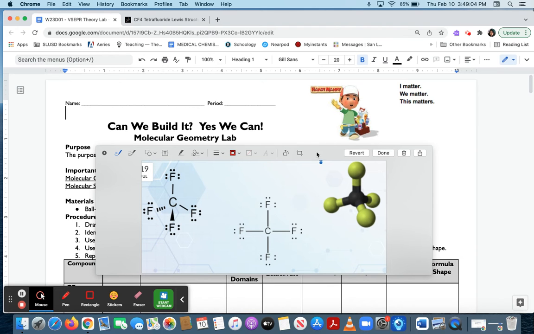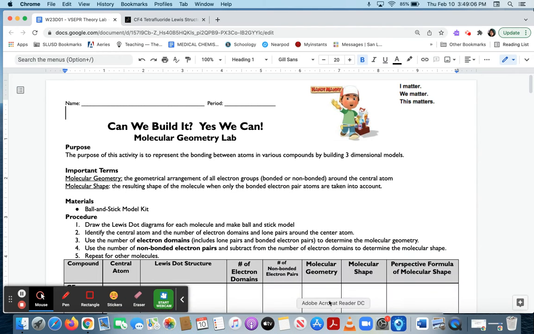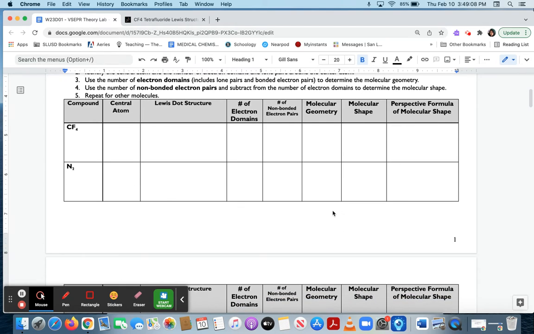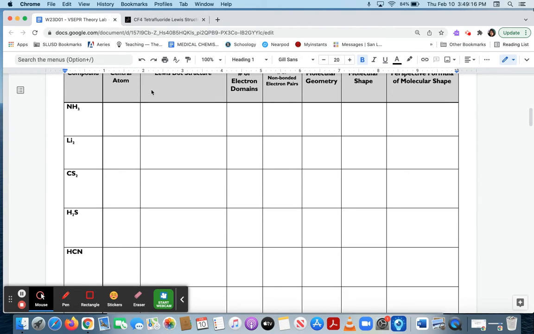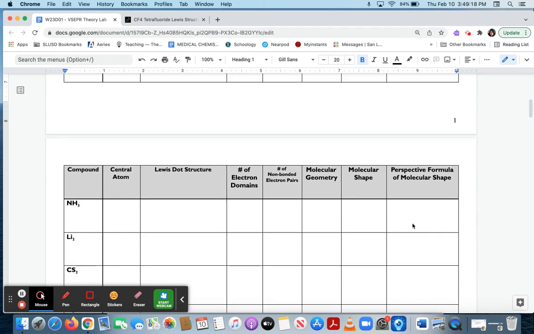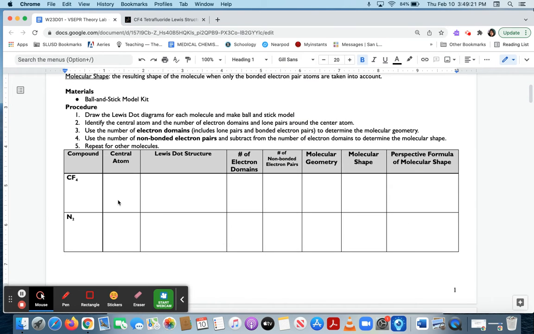And there are 4 steps to complete this. So I'll do 2 problems with you here, and from these 2 problems, hopefully you're able to do this section on your own. So the first thing we need to do is to identify the Lewis dot structure itself.